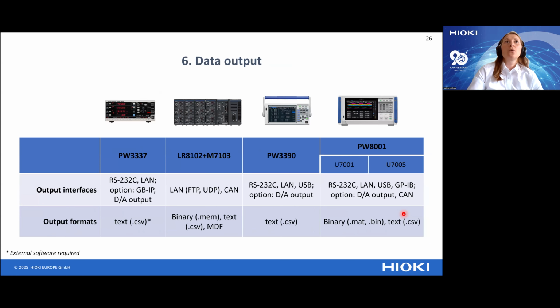Last but not least, I would like to show you just a quick comparison between the data output. We already spoke about their different output interfaces. The good news is that most devices have either an RS-232 interface or a LAN interface. So you have very standard options to export data. Some of the devices also offer, which could be interesting for the automotive, CAN output, like the data logger and the PW. There you can export the data via CAN.